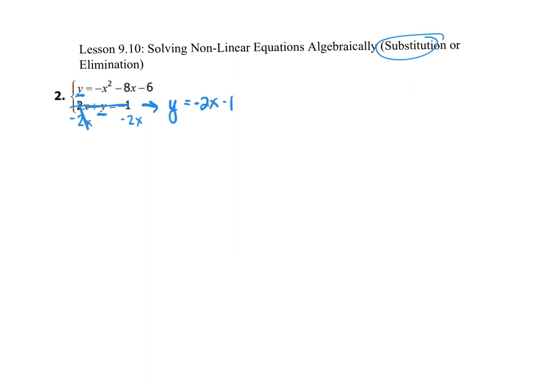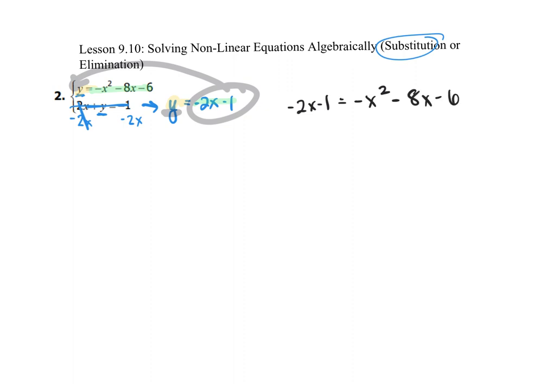Now again, kind of like last time, because they're both equal to y, okay, they're both starting with y equals, that means that negative x squared minus 8x minus 6 has to be equal to negative 2x minus 1. So that's how we're going to set this up. I am essentially substituting in negative 2x minus 1 in for the y in the opposite equation. And that will look like here, negative 2x minus 1 equals negative x squared minus 8x minus 6.